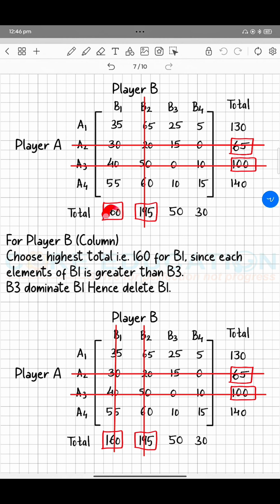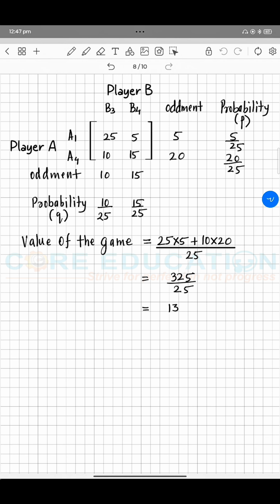Then coming to the next maximum total, which is 160. Again, we can see 35 is greater than 25, 55 is greater than 10, which means B3 dominates B1. So we're going to delete B1, and B1 is deleted. Now the remaining matrix will be B3 and B4 for player B, and A1 and A4 for player A.